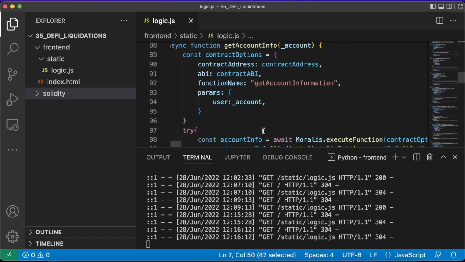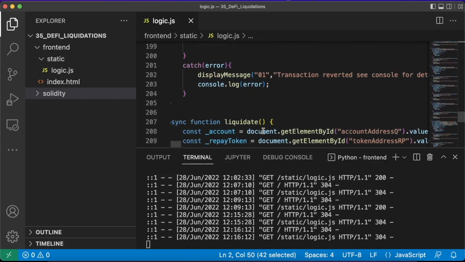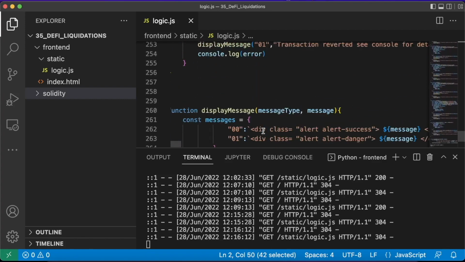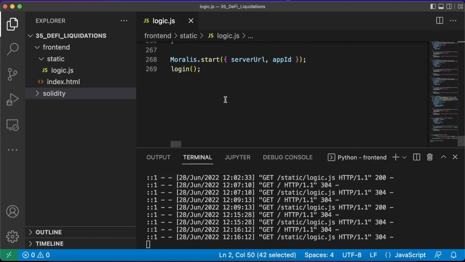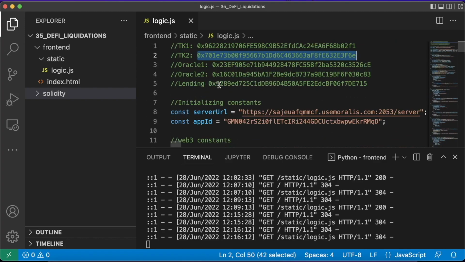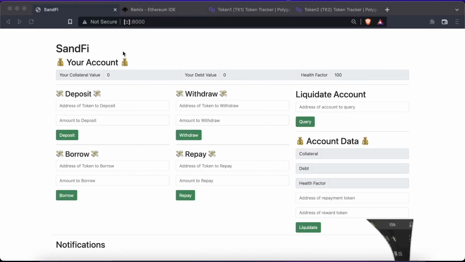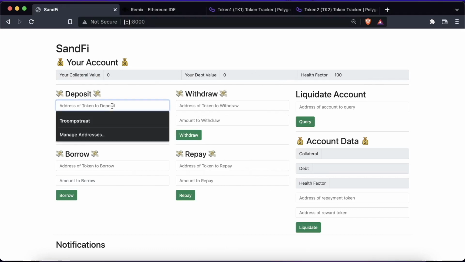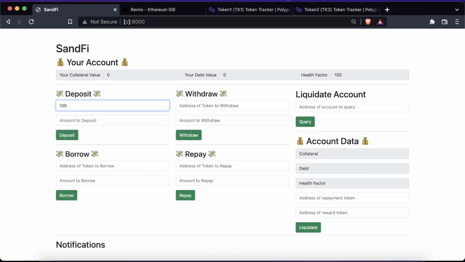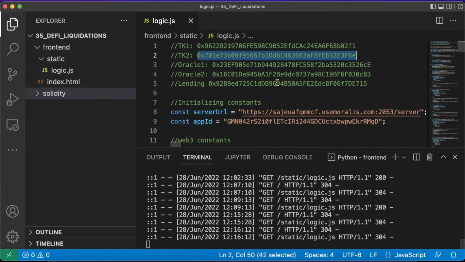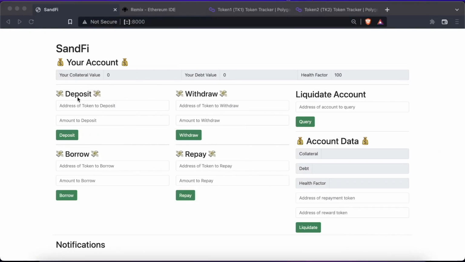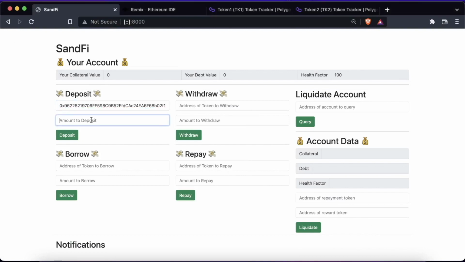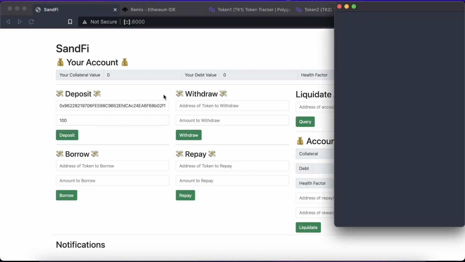We have a login function to trigger immediately after we load the page, which is around here, and we have our Moralis start just before that, and then the login function will basically get the current user in the lending platform. So that's what we have here. We then get the collateral value, the debt value, and the health factor of this current user. We are going to deposit with this user right now an amount of token 1 of 100. So we're going to put it here, and we're going to deposit 100.